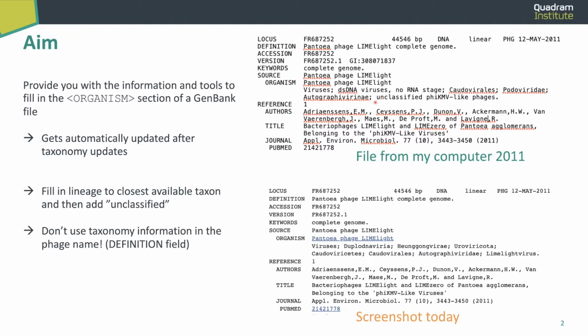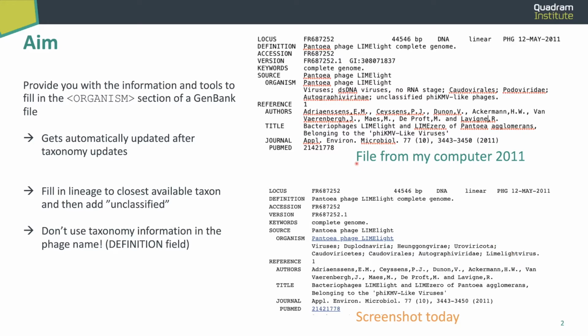We even mentioned that phiKMV-like viruses in our publication. Now, a lot of time has passed and the taxonomy has been updated, and you can see in my GenBank file that the date is still the original date that I submitted. But in the meantime, this has now become Viruses, Duplodnaviria, Heunggongvirae, Uroviricota, Caudoviricetes, Caudovirales, Autographiviridae, genus Limelightvirus.